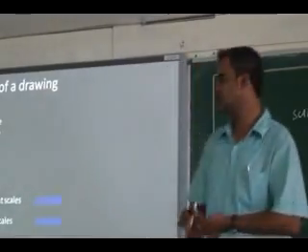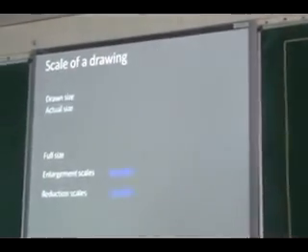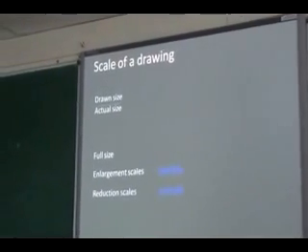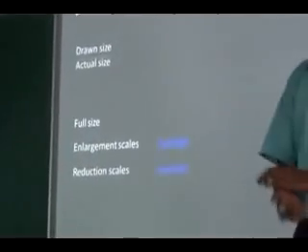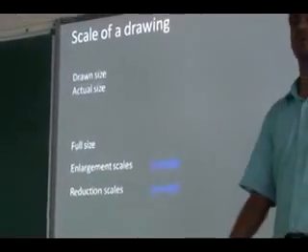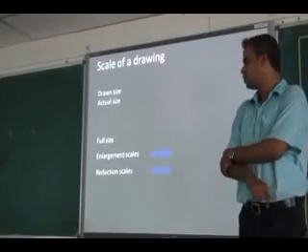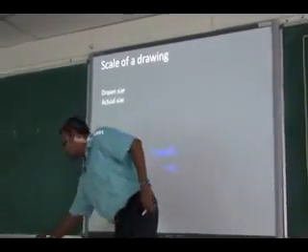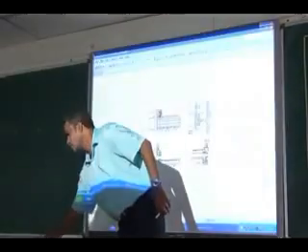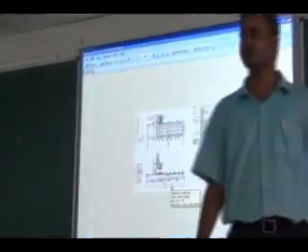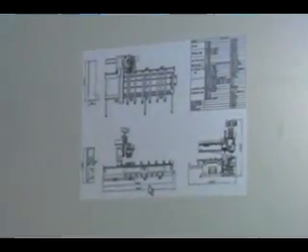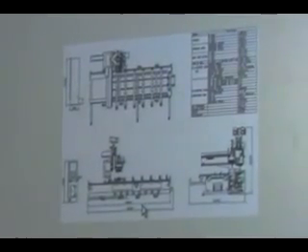Another type of scale is the reduction scale. In reality, you have huge components, and we cannot draw the same size of that component on our drawing sheet. So we reduce the size of the component and draw it on the drawing sheet. For that, reduction scales are used. An example is any civil engineering drawing. Buildings are very huge and cannot be drawn at the same size, so the size is reduced and drawn on the drawing sheet.